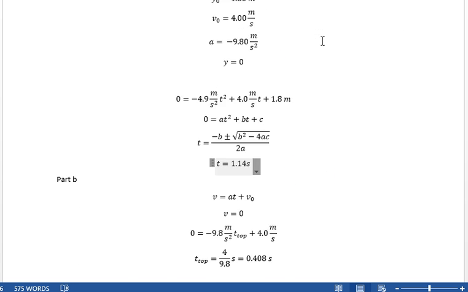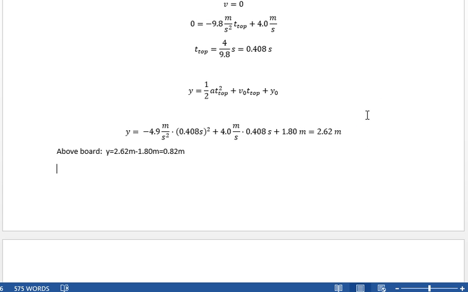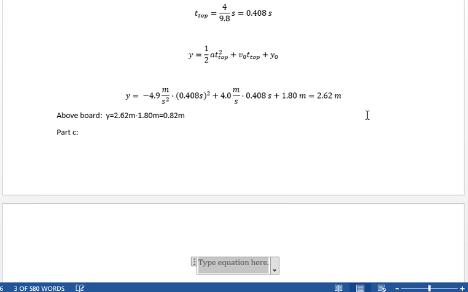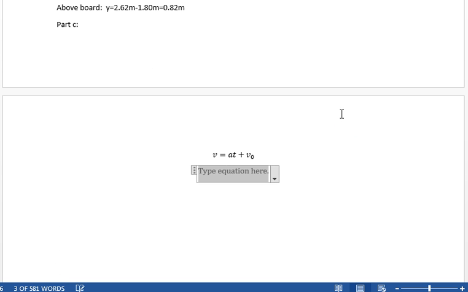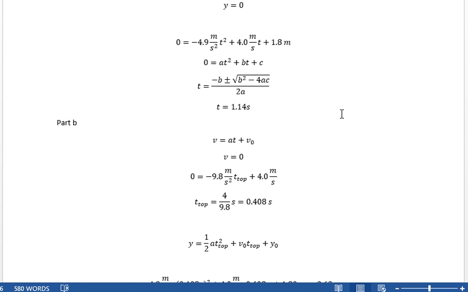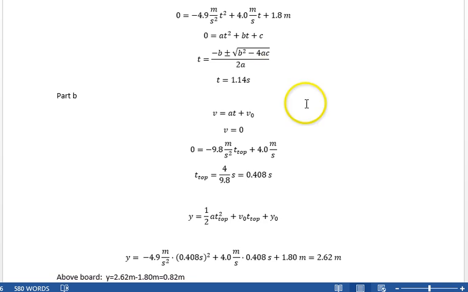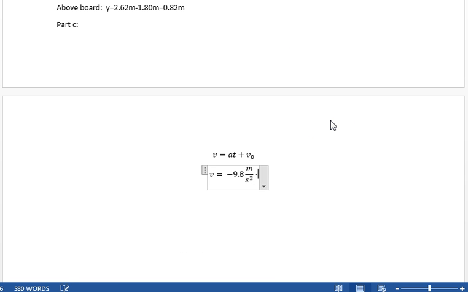What is her velocity when her feet hit the water? So part C. Velocity is a t plus v naught. We have velocity equals minus 9.8 meters per second squared times our total time, 1.14 seconds, plus her initial velocity of 4.0 meters per second.